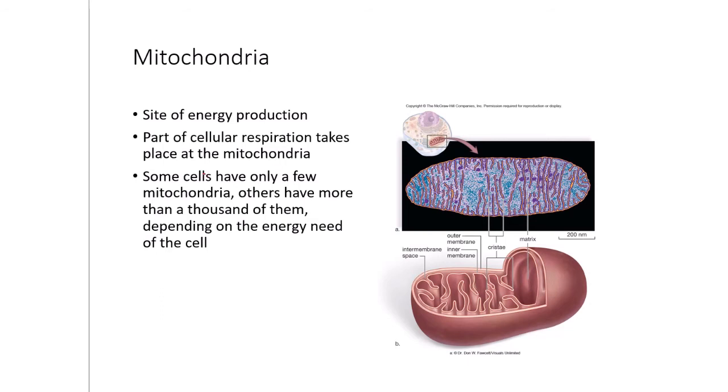Some cells only have a few mitochondria. Others would have more than 1,000 of them, depending on the energy need of the cell. If you are looking at a heart muscle cell, which constantly beats throughout the lifetime, you would expect it to have a lot of mitochondria.